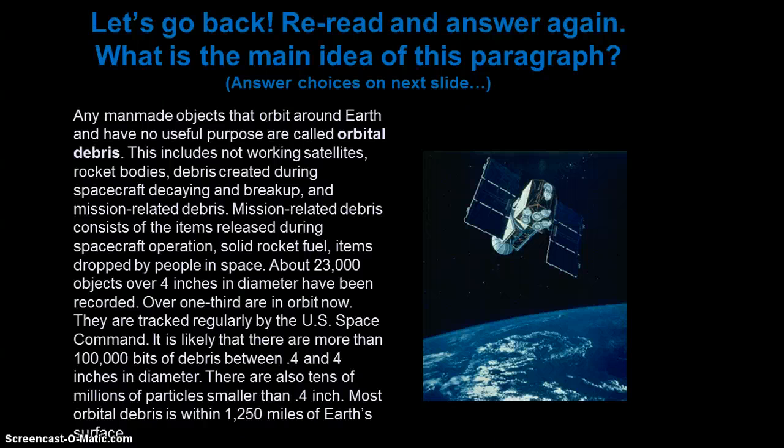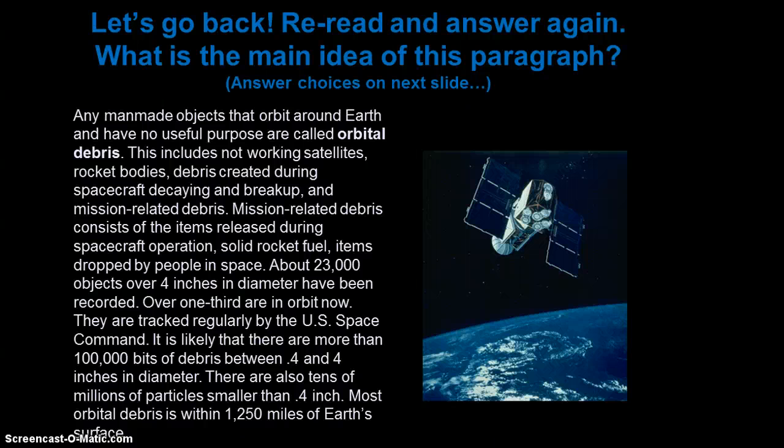So let's go back. Reread and answer again. What is the main idea of this paragraph? Any man-made objects that orbit around Earth and have no useful purpose are called orbital debris. This includes not working satellites, rocket bodies, debris created during spacecraft decaying and breakup, and mission-related debris.